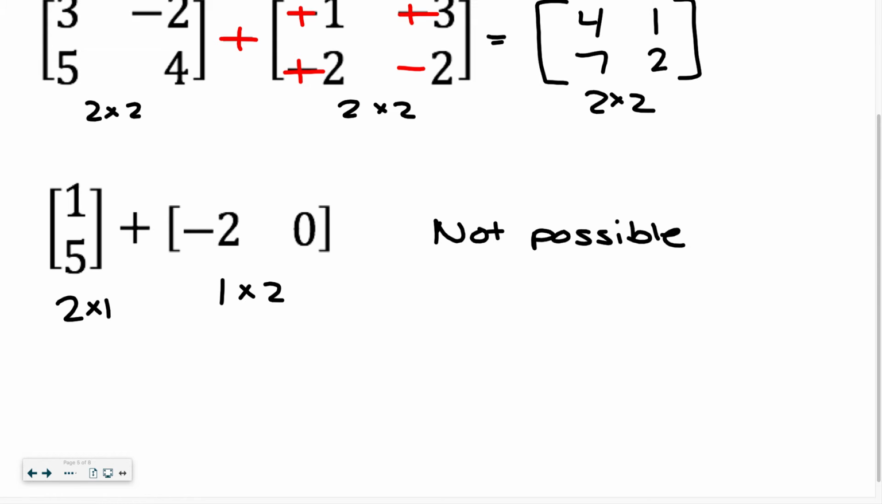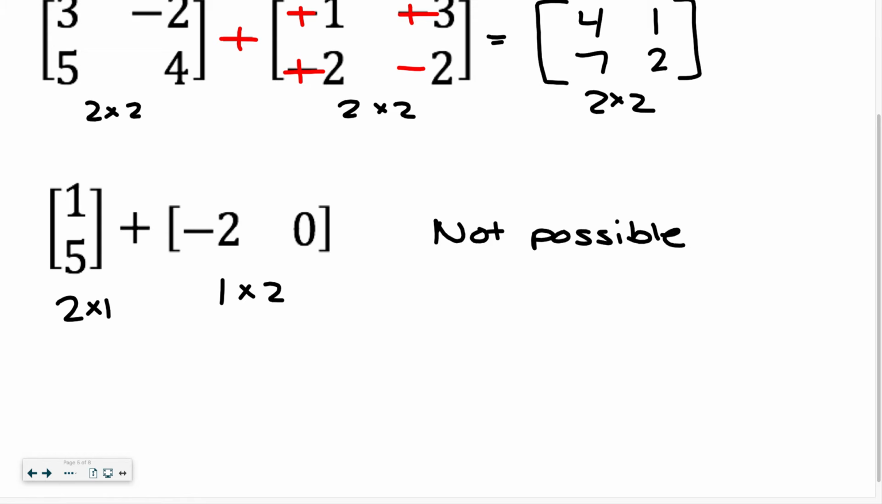Now, tomorrow when we do matrix multiplication, it is less intuitive. It's kind of intuitive to just subtract or add the corresponding entries. Matrix multiplication, less intuitive. You can actually multiply things that have different orders tomorrow. So we'll talk about that when we get there.